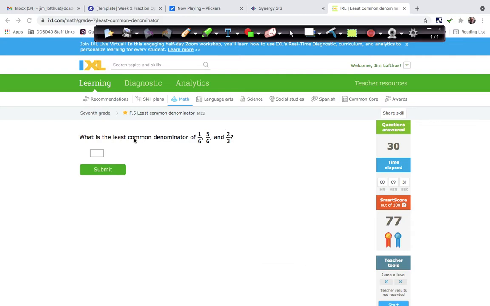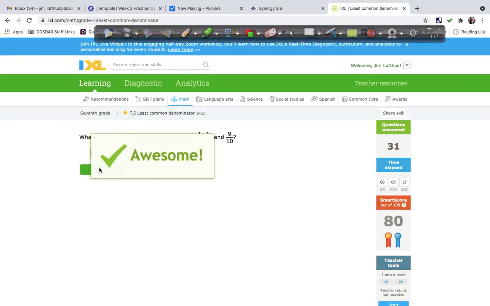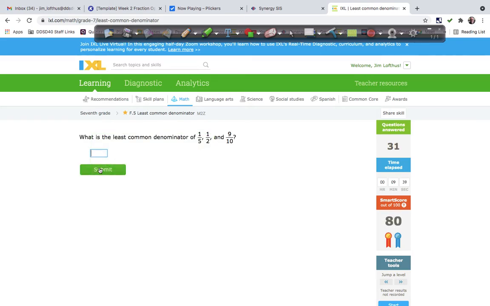Okay, let's just put in the 6 because we know that 3 goes into 6, 6 goes into 6, so that's just going to be 6. Let's get to a more difficult one. Okay, 5 and 2 and 10 all go into 10. 5 times 2 is 10, 2 times 5 is 10, 10 times 1 is 10. So let's get to a more difficult one.